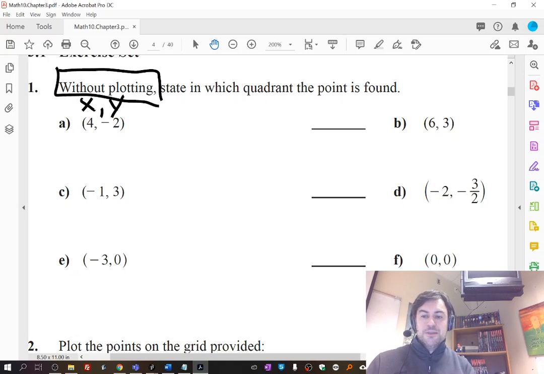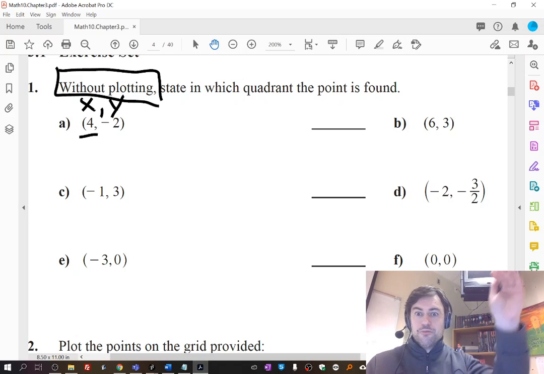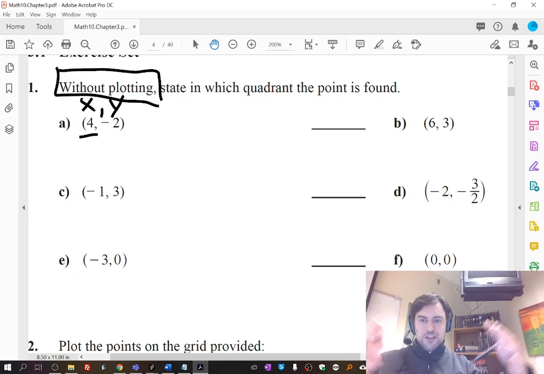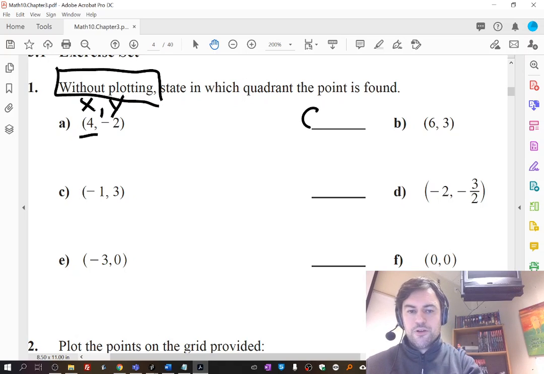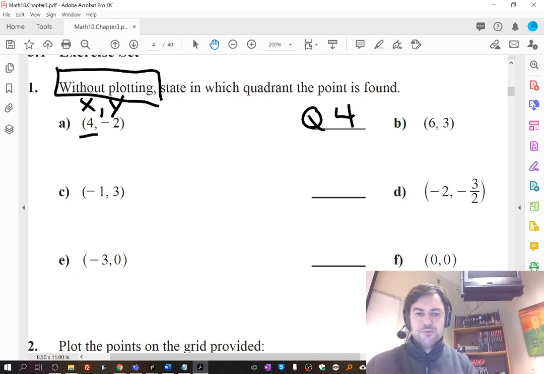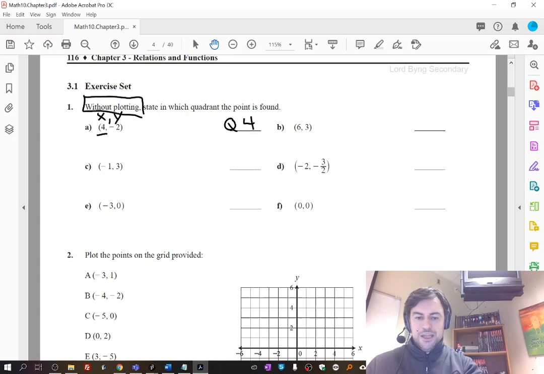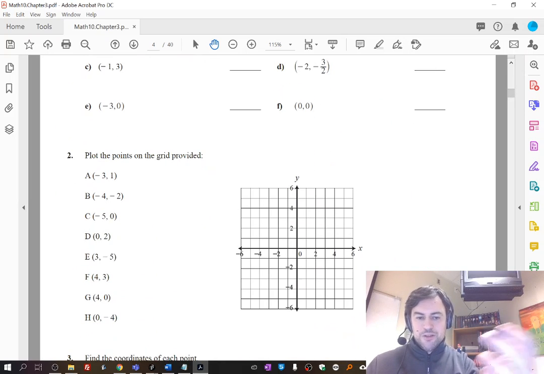The answer is going to be, if it's a positive x, that means it's going to have to be on the right-hand side. So it's got to be either quadrant 1 or 4. And if y is negative, it's going to be on the bottom. So that means bottom right, so that means quadrant 4. So quadrant 4 is going to be the answer for this one. And again, if you get stuck, you can just go to any plane. You can go down here, plot it out, and see what quadrant it's in.